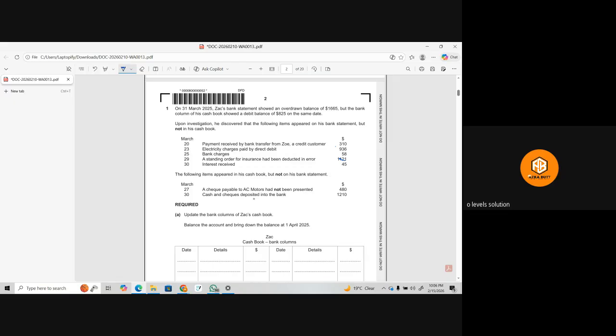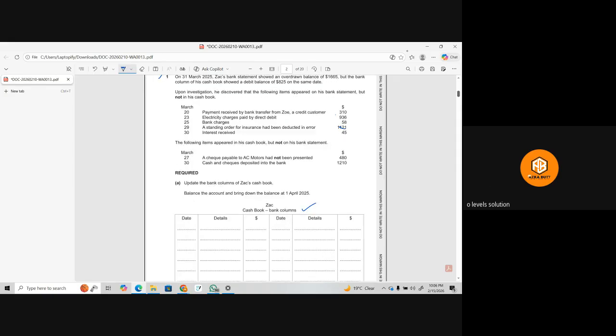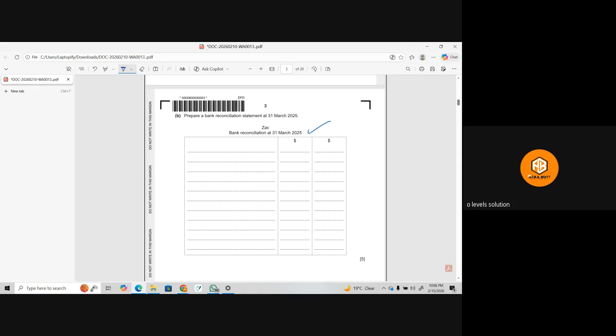Okay, so as you can see, in question number 1, we have to prepare the updated cash book. And we also have to prepare the bank reconciliation statement. Okay, so as we know how we can prepare the cash book, first of all, we have to see what the mistakes are which we have made.